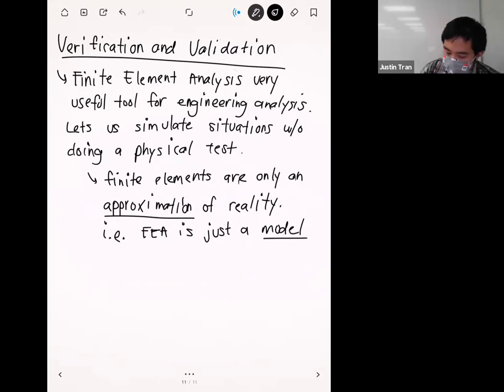And a model is a very general term. A model is nothing more than something that represents something else. Within the scientific and engineering realm, anything that's a model is just something that represents a physical phenomenon.